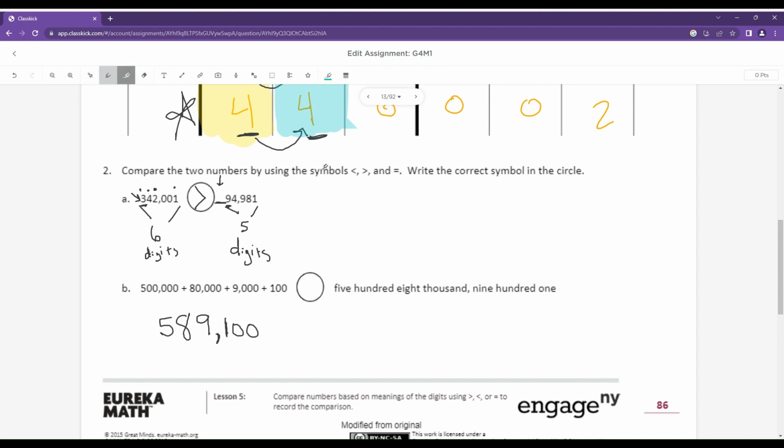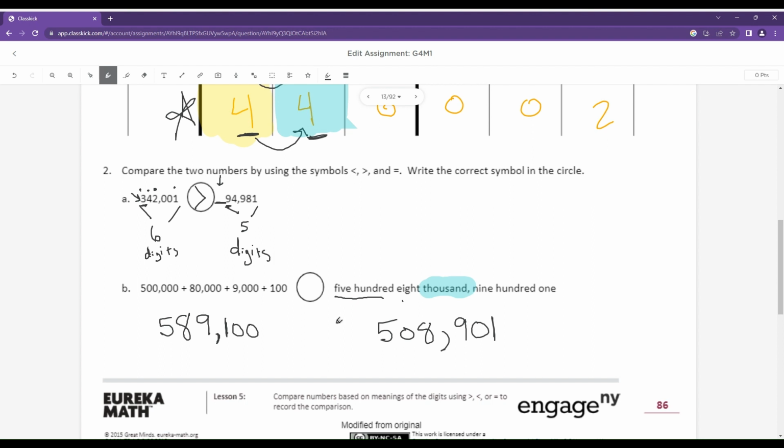Now over here, I need to think back to last lesson where I'm using that word thousands almost as a benchmark for where my comma is going to go. So here I have 508,000. So that number would look like this, 508,000. Now I have 901. So 9 in the hundreds place, no tens, 1. Now I can compare.